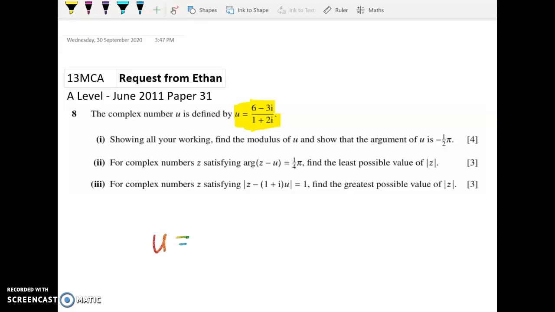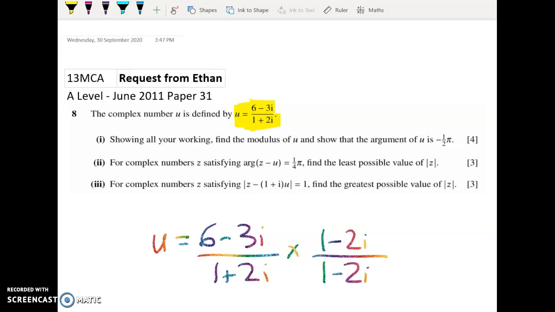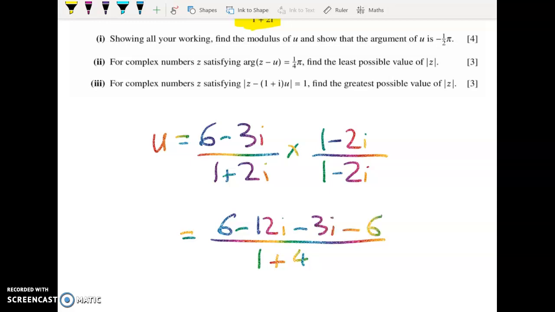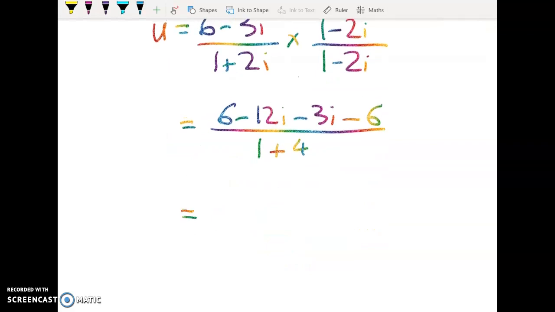So u is equal to 6 minus 3i over 1 plus 2i. So we multiply numerator and denominator by the conjugate. And that gives me 1 plus 4. And then in the numerator we get 6 minus 12i minus 3i, and then it's going to be plus 6i squared, so minus 6, giving us negative 15i over 5, which equals negative 3i.